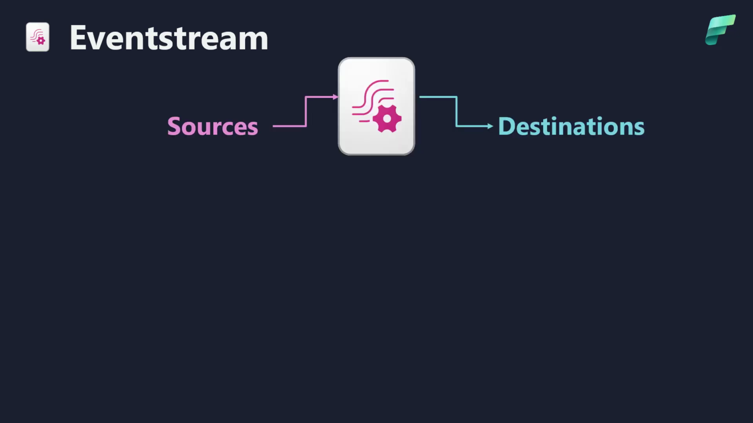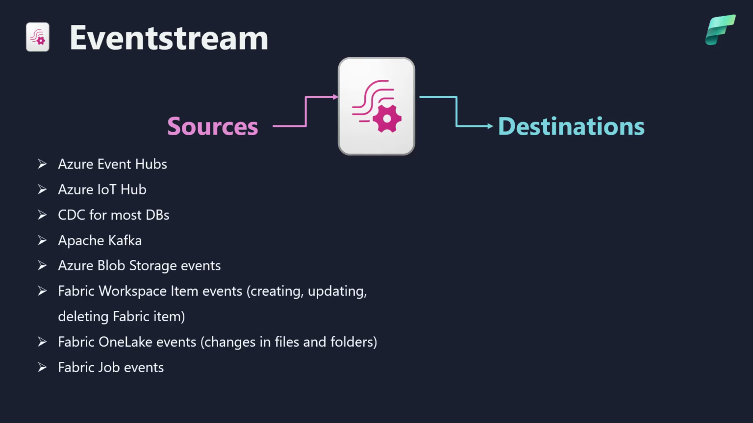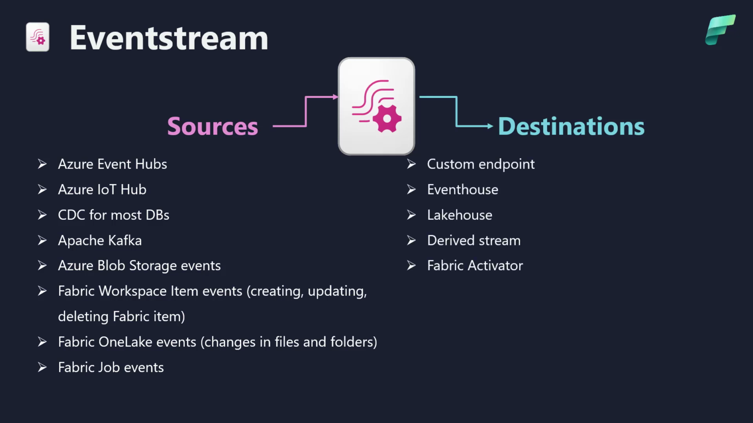This is a typical workflow within the event stream. You connect to one of the supported data sources, and you can see currently supported data sources on the left-hand side. Then optionally you perform data transformation on the fly, and finally you can load the transformed data into one of the supported destinations, namely Event House, Lakehouse, Derived Stream, Custom Endpoint, or Fabric Activator.